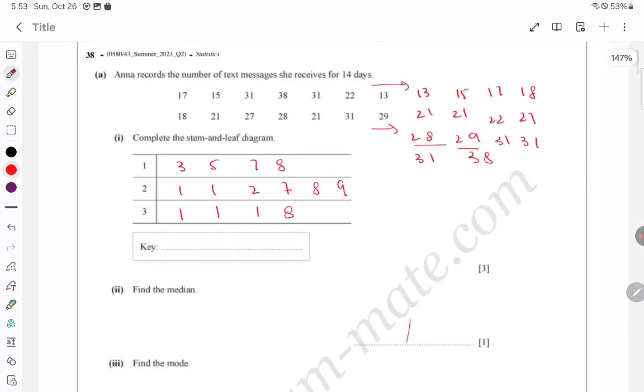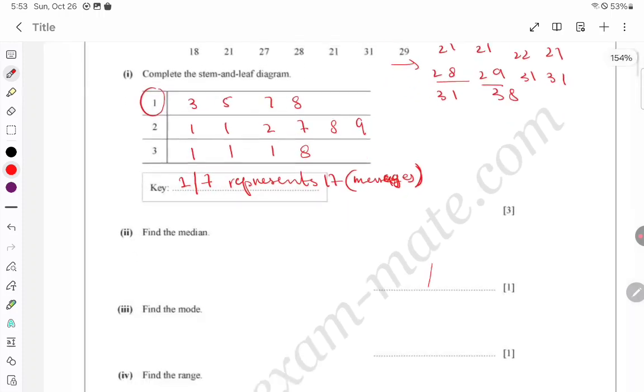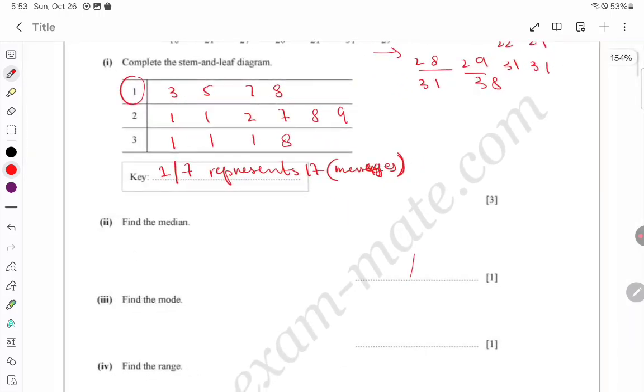And what is the key? The key is, if we consider 1 from here, and after the line 7, it represents 17 messages. This is the key. Now find the median.